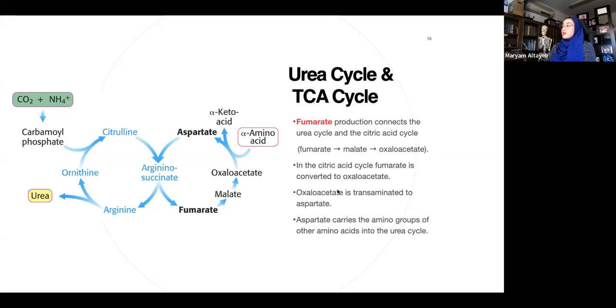So again, our argininosuccinate, by our argininosuccinase enzyme, is going to be broken down into arginine and fumarate. And so this fumarate connects us to the citric acid cycle. Okay, so that can give us malate, oxaloacetate, and then convert to aspartate, which can then again give us argininosuccinate. So you can see the big connection here and here. So they're fueling each other in order to get rid of nitrogenous waste products as urea, which can then be excreted in the urine. Okay.